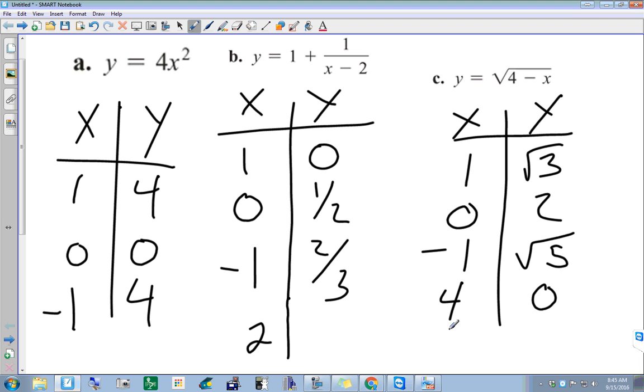What happens if I put in 5? Because now 4 minus 5 gives me negative 1. What's the square root of negative 1? Nothing that you know at this time. Okay? So this is why it is so very, very important to understand what our domains and ranges are going to be.